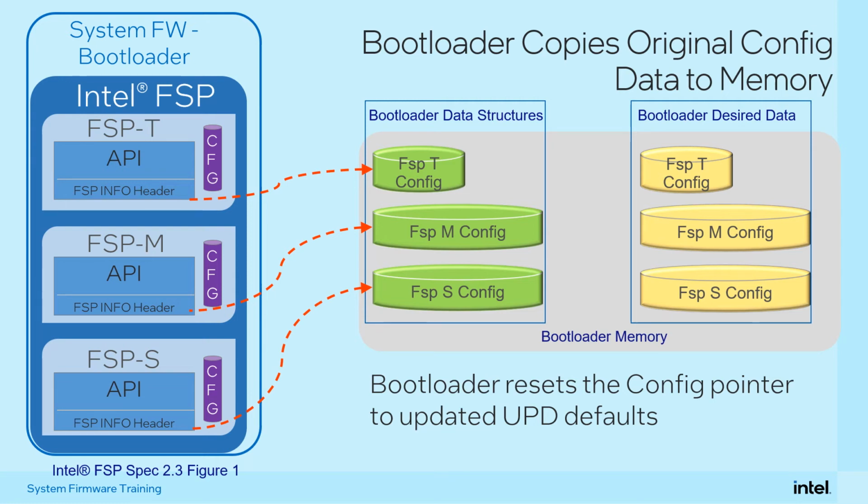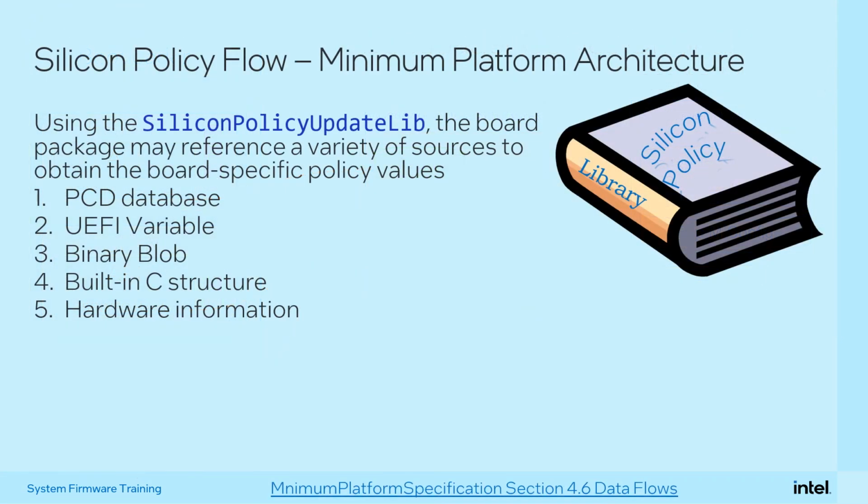The UPD data structure is a project-specific structure, and the integration guide will list further details of this structure with the platform specifics. The EDK2 bootloader also has a minimum platform architecture specification that has defined a method and policy for dynamically setting the UPD data configuration using libraries to pass the configuration data to and from the Intel FSP.